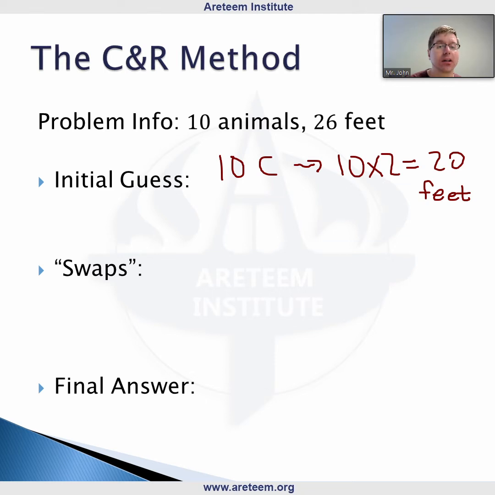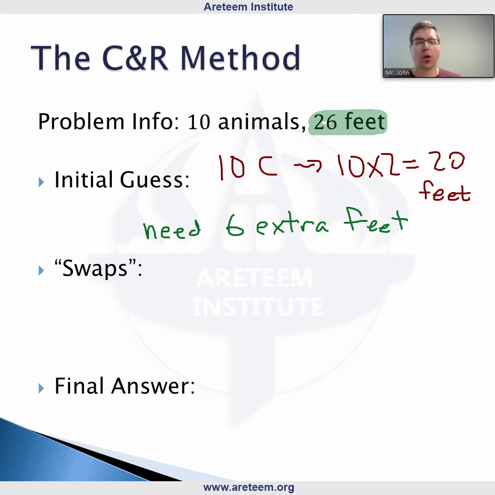But here's where we start seeing how this method is going to work. We can say that this guess is off by 6 feet. We need 6 extra feet in this case. So the idea here is we have our initial guess, and then we ask, how is it right? How is it wrong? Well, we have the correct number of animals, but we need 6 extra feet in this scenario. Well, rabbits have more feet than chickens.